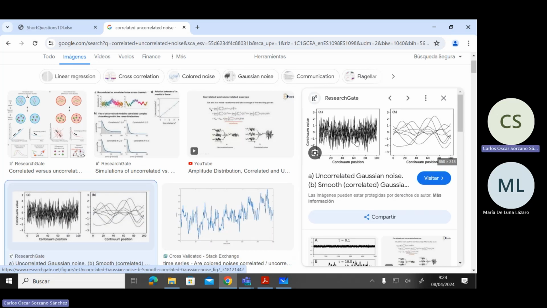So these two images, this is uncorrelated noise. Given a point, I cannot tell you at all what the nearby values will be. But this one is also noise, and these are random. But if you tell me that the noise at this point is this one, the next one will be nearby. I don't know exactly where, but I know it will not be too far. So this is a smooth correlated noise.